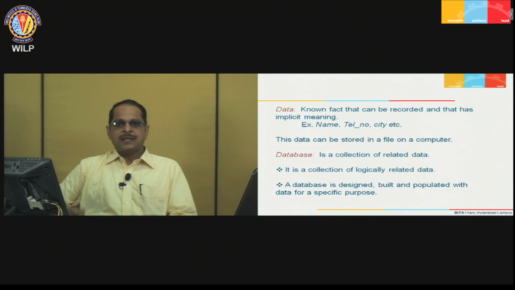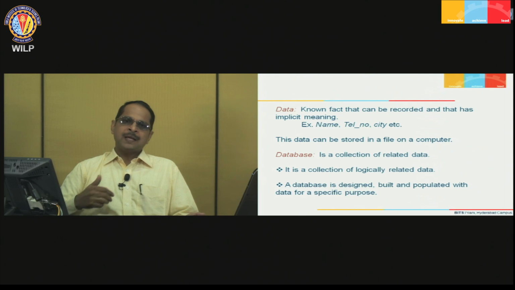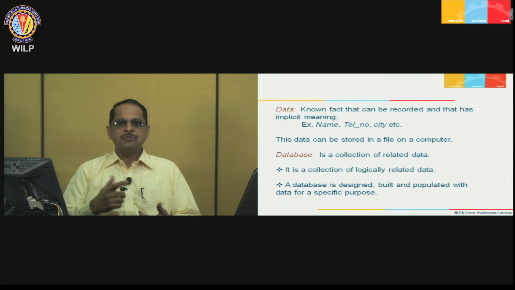Then let us see what data is. In simple terms, I can define it as follows. Data is a known fact that can be recorded and that has some implicit meaning. For example, a name can be associated with a person, a building, a course, or a dog. Telephone number, city, etc. are facts that can be recorded and which have some implicit meaning. These data or facts must be attached to some real world entity like a person, student, vehicle, or institution, and so on.